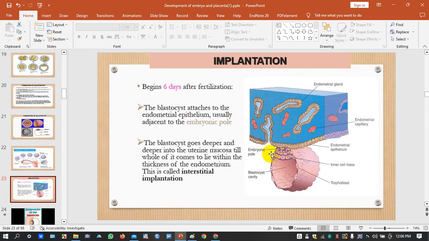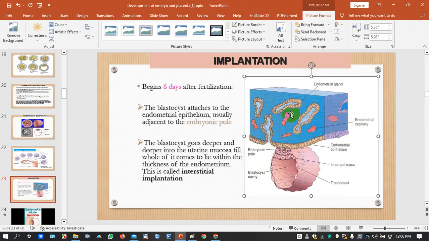Okay, so the embryonic pole. This embryonic pole leads to the embryo, in the blastocyst. You can now see the hollow cavity filled with fluid, and this is the trophoblast. You have the embryonic pole. We have the inner cell mass. The embryonic pole is the side of the embryo that attaches to the endometrial layer, and this is the blastocyst cavity. We have the endometrial epithelium, then the endometrial capillaries. There are a lot of capillaries in the endometrium to support the growing fetus, the growing embryo.